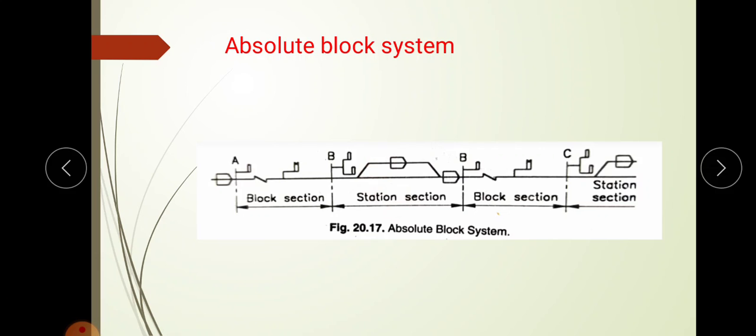Here the entire railway track is divided into different block sections, and there will be a station section in between the block stations. The train will not be able to enter any block section or station section until the previous train has reached the next station. If the area is clear for entry of the train, a token will be produced by the station master and handed over to the driver, and then only the driver can enter that particular station. So this is the absolute block system.